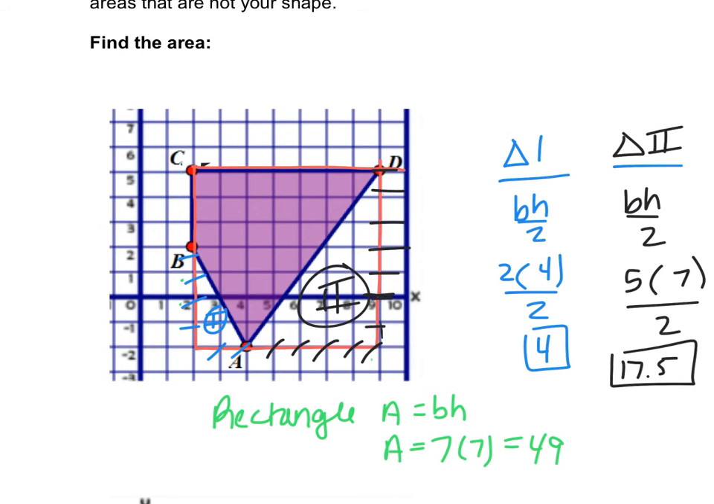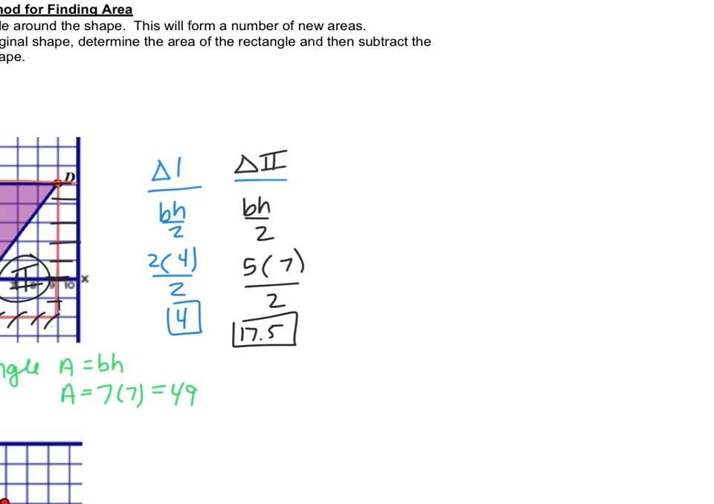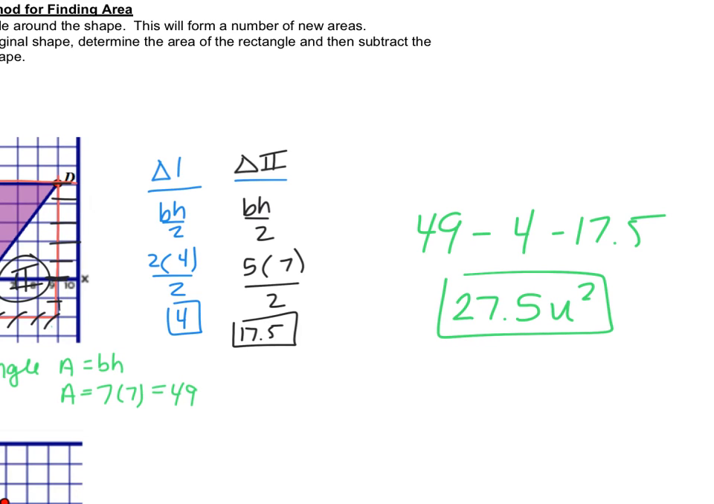I now subtract those from my rectangle's area of 49. So I do 49 minus 4 minus 17.5. And I just type that into my calculator. And that comes out to 27.5 units squared. And that's your final answer.